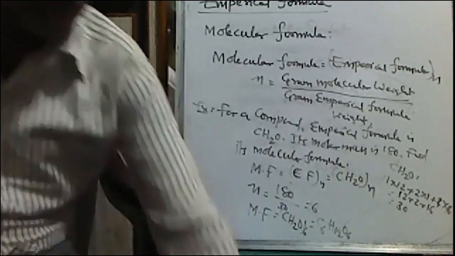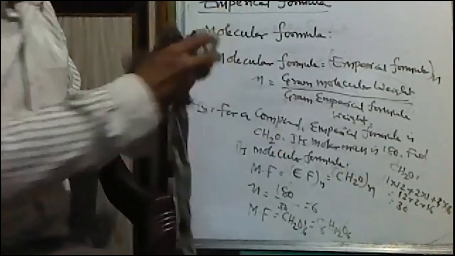So far we have seen what the empirical formula is. Empirical formula represents the simplest ratio of various elements present in the compound, whereas molecular formula represents the exact ratio of elements present in the compound.